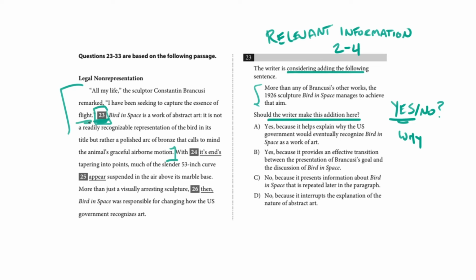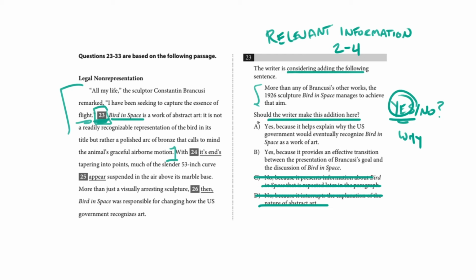And I think the answer is yes, it does belong here. Because, okay, the second sentence mentions Bird in Space, but it doesn't link Bird in Space to Brancusi. So I'm going to cross off C and D. We've made our binary decision, and now we can focus on the rationale, on why it makes sense to include this information. So, choice A: yes, because it helps explain why the US government would eventually recognize Bird in Space as a work of art.